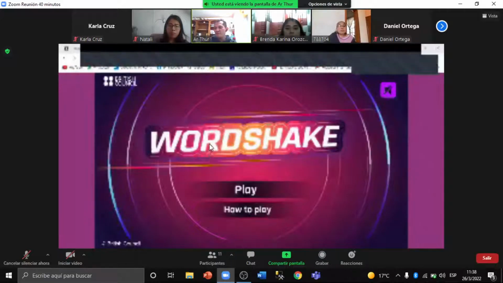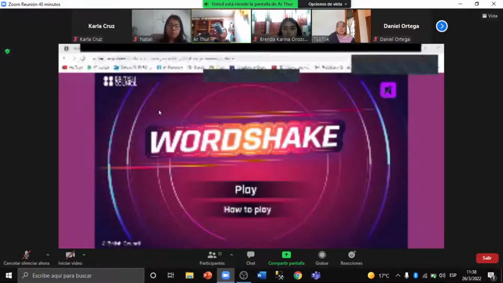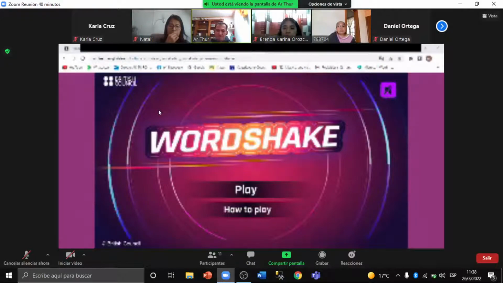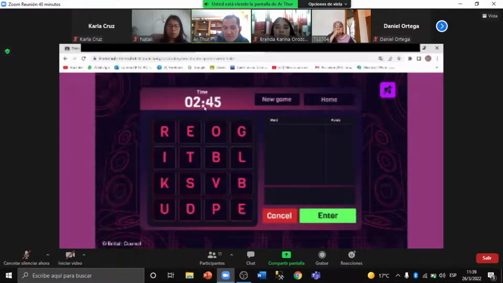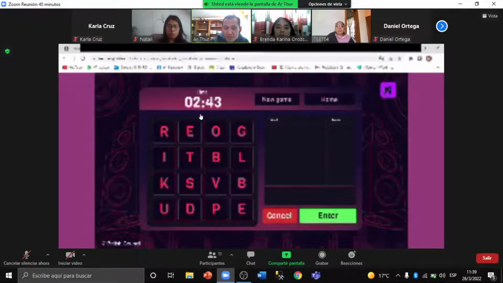Have you ever played this Boggle-style game? In this case, it's a square, all right? It's a square with 16 letters. With these letters, you have to form words between 3 and 7 letters. But you have 3 minutes to form the most quantity of words as possible.